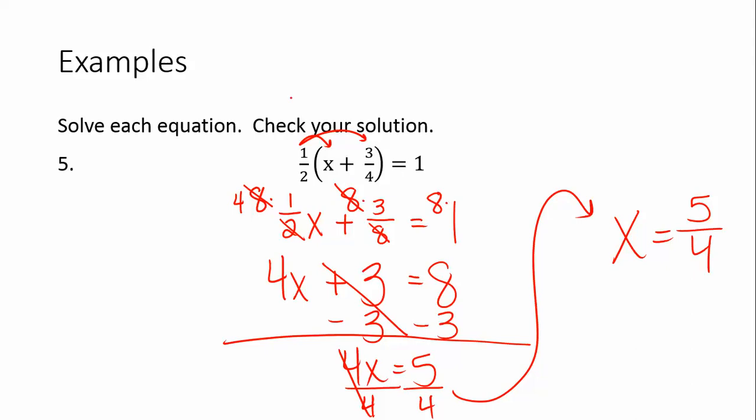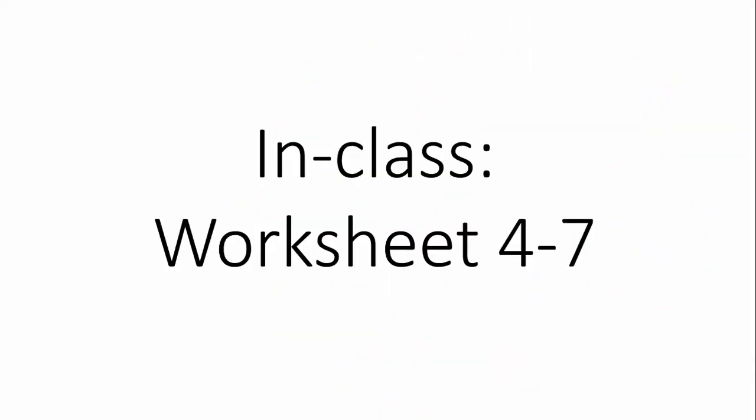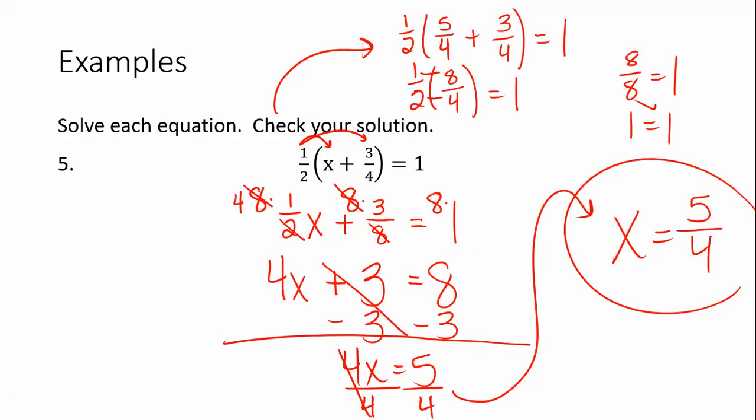Now we want to check our solution, so that's 1/2 times 5 over 4 plus 3 over 4, and does that equal 1? So we have 1/2 times 5/4 plus 3/4 is 8/4, and if we multiply here 1 times 8 and 2 times 4, we get 8 over 8 equals 1 when you multiply across the top and bottom, and 8 over 8 is 1, so we get 1 equals 1. And we know that we have the correct answer of 5/4.